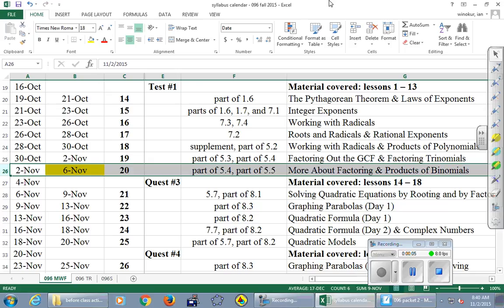Today we are covering class number 20. 20 is more about factoring and products of binomials. The demo today will be quite short. But I do want to highlight one thing.